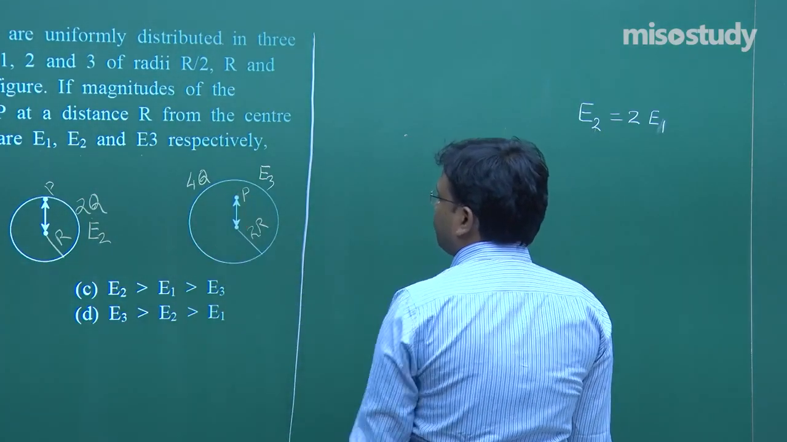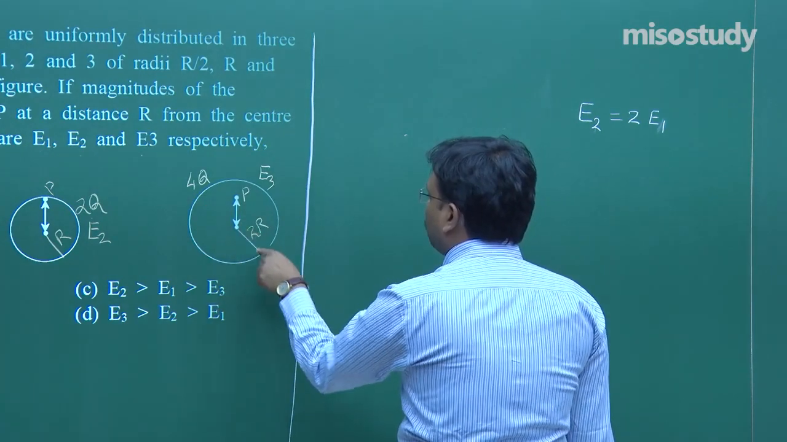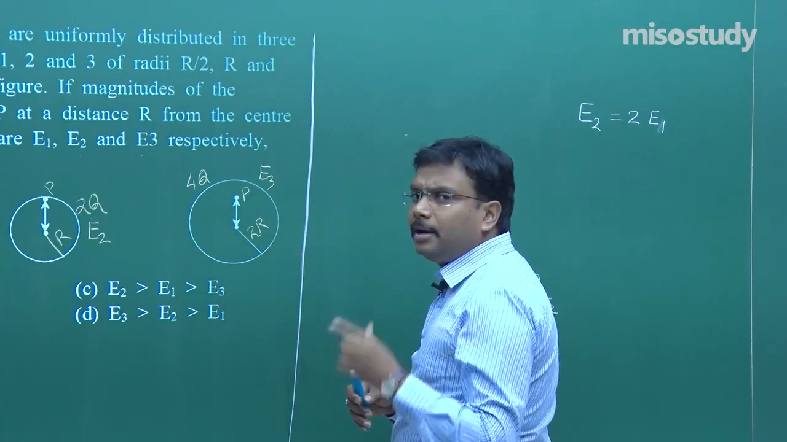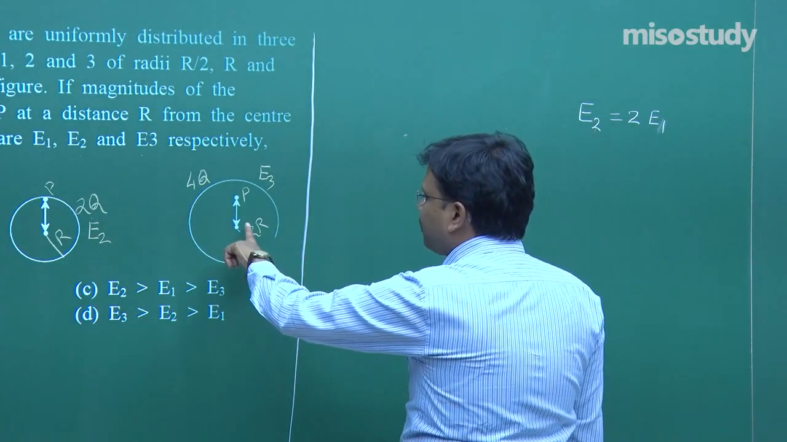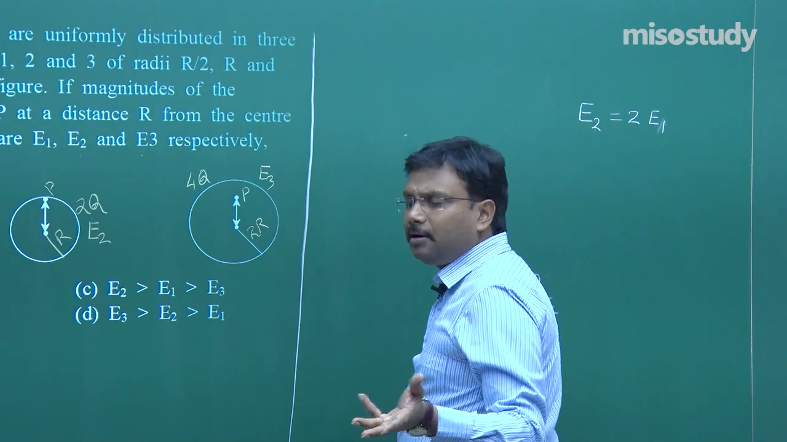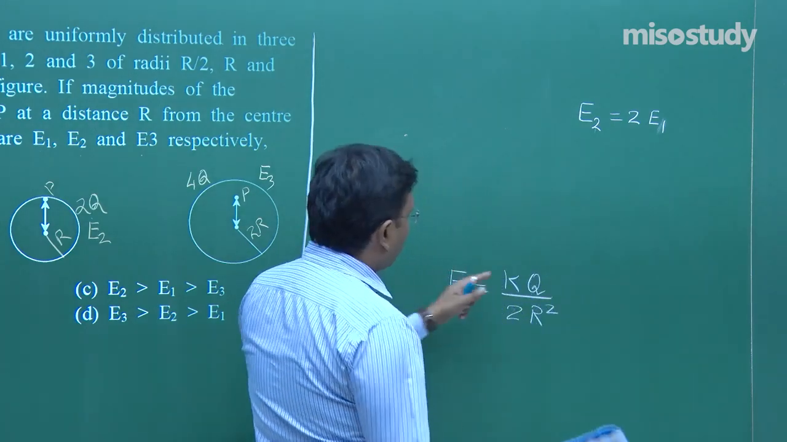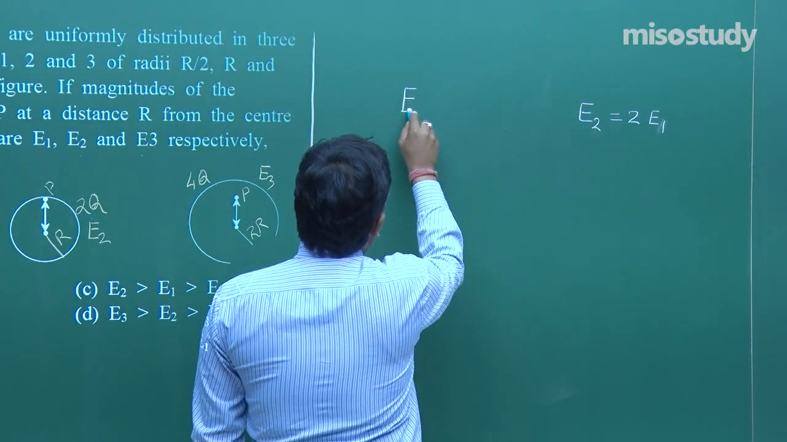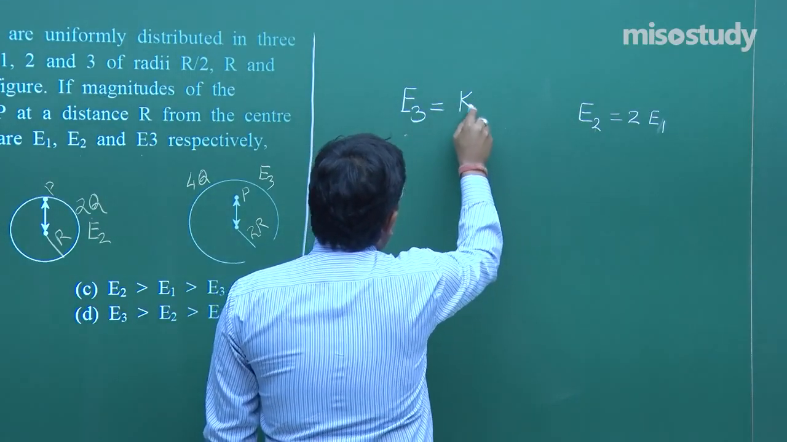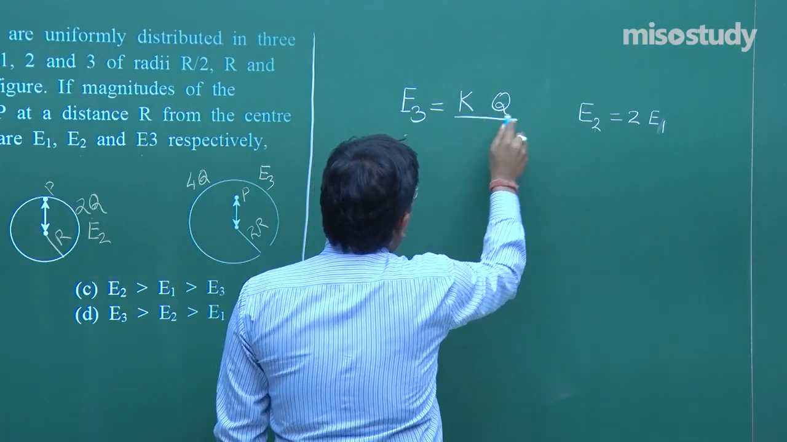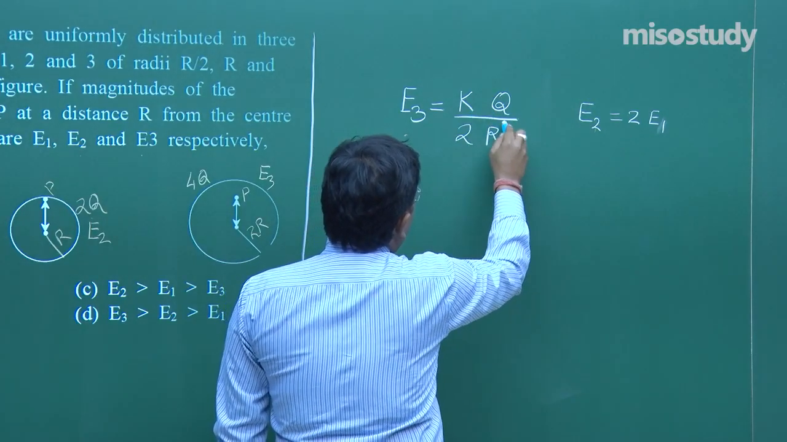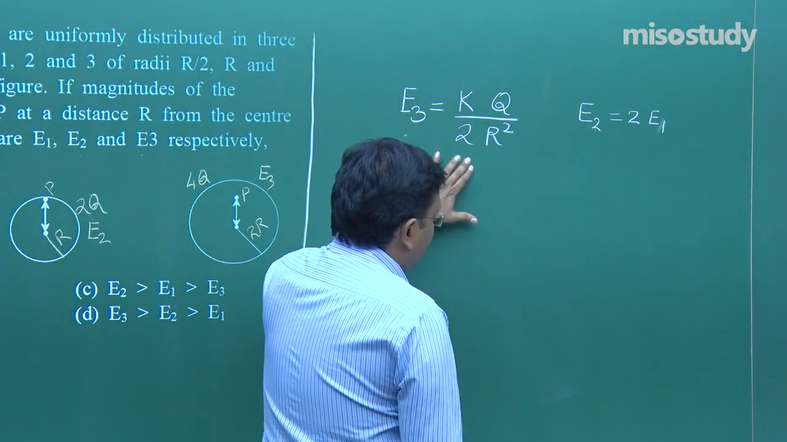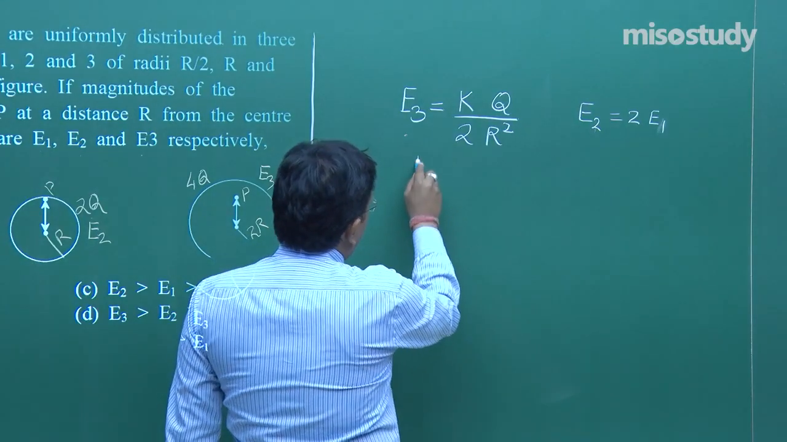Now, this distance is going to be R, while the total radius is going to be R by 2. So, if I am saying that this point is situated exactly midway from the center, I am sure you will say yes, it is correct. Okay. So, now let me write down this expression over here. E3 is equal to KQ over 2R square.